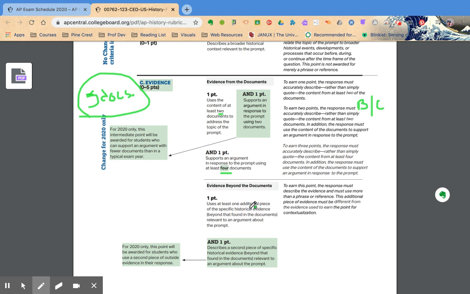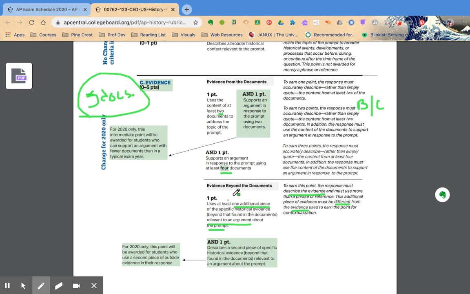Usually they give you 1 point for making up an additional piece of evidence. Something that is obviously believable and appropriate and relevant. It's relevant to the argument. You're not just pulling it out of thin air. It depends on the question, but it's got to fit your analysis. The response must describe the evidence. It must use more than a phrase or reference. The additional piece of evidence must be different from the evidence used for the point for contextualization, a different type, a different form of evidence.